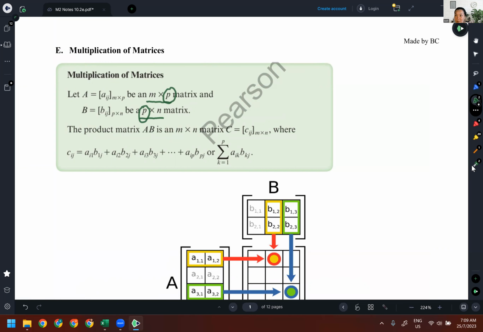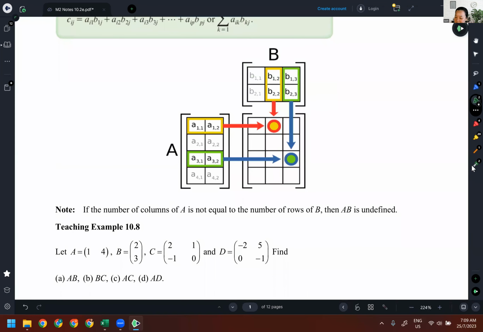And the outcome is a matrix C. Matrix C will be of order M times N. This is how you do it. The first matrix, in this illustration, means A is 4 times 2, and B is 2 times 3. The outcome is a matrix 4 times 3.